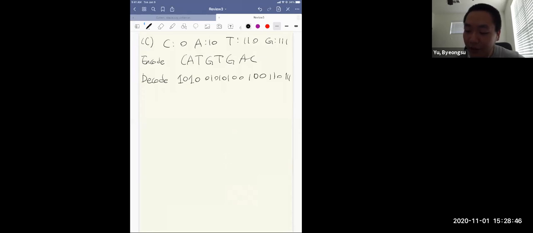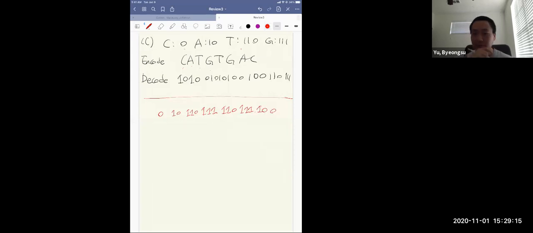So yeah, encoding and decoding are just changing a letter with a given code. So C change it with 0, A change it with 10, T change it with 110, G change it with 111, T change it with 110, G change it with 111, A change it with 10, and C change it with 0. Right? So just be careful about the order and do not miss any character in the original message, then you can get the answer.